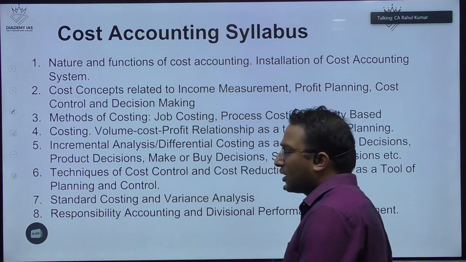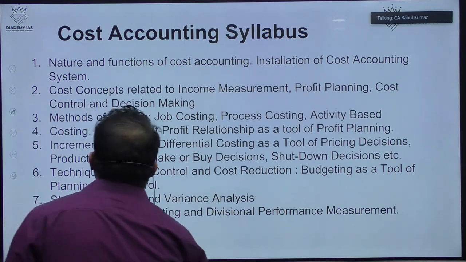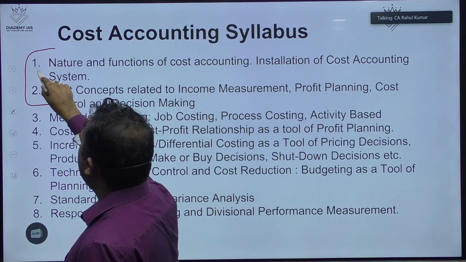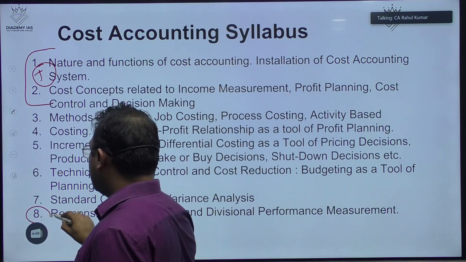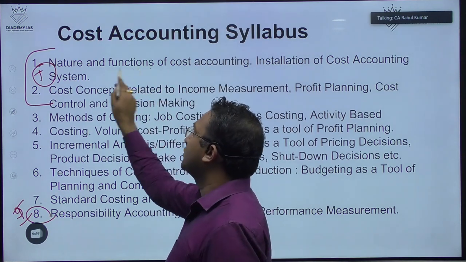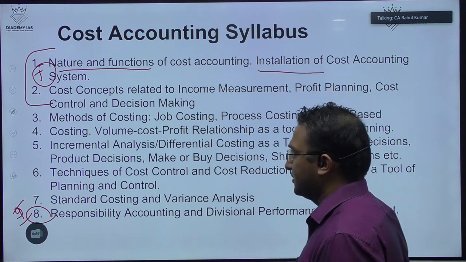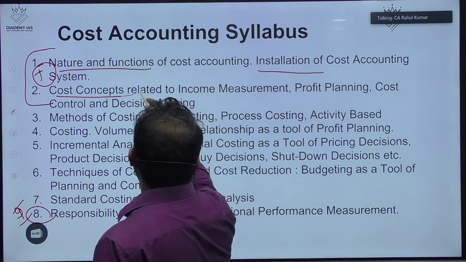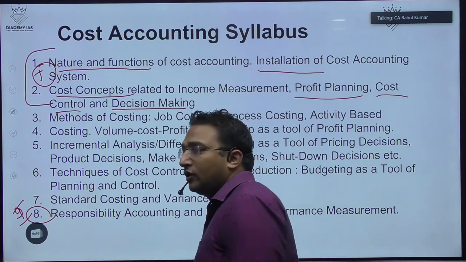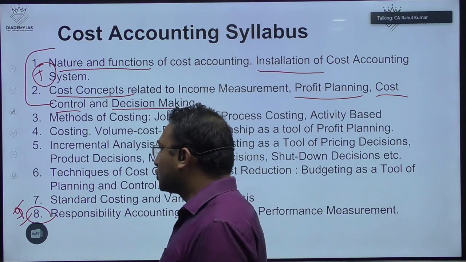Now, cost accounting syllabus, if you see, there are a total of 8 points, okay? So the first two concepts, they're asking mostly theory questions. In the last one also, mostly theory questions they're asking, right? So the first is the basic one, the nature and the functions. So you have to understand the meaning, nature, functions, assumptions, and how to install the cost accounting system. The second is cost concepts about income measurement, profit planning, then cost control and decision making. So cost control, cost reduction. So these are the theory chapters. Mostly they're asking theory questions. The numerical questions are not there.